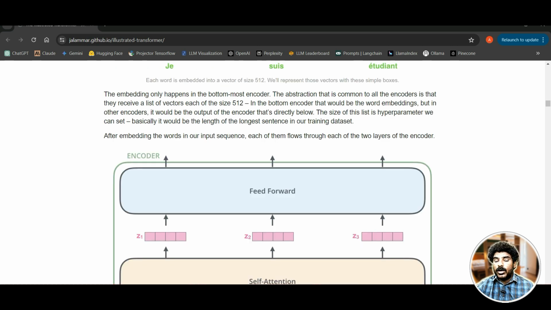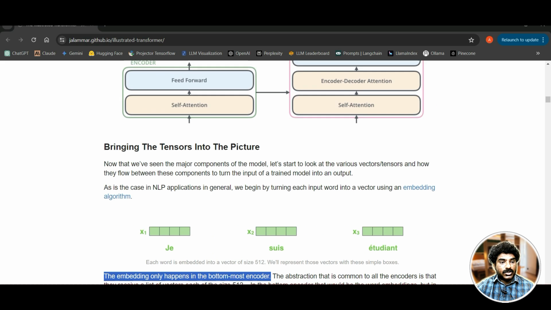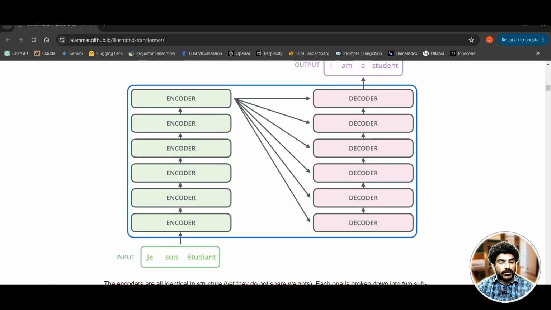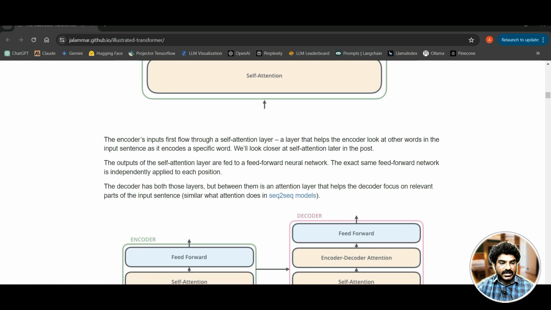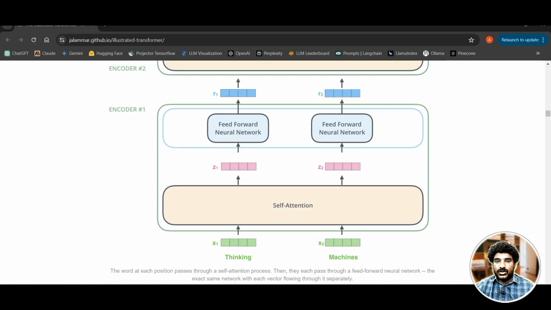Now there is one more important point: the embedding only happens in the bottommost encoder. Here is the bottommost encoder. Whatever text data you pass, you're passing to this encoder, which is the first encoder in the sequence. So this input data will be passed to the first encoder, and the embedding will happen only in this particular encoder. That's what he's saying here. The inputs x1 and x2 will be passed to the self attention, and those will be converted to z1 and z2. These z1 and z2 will be passed to each separate feed forward neural network.